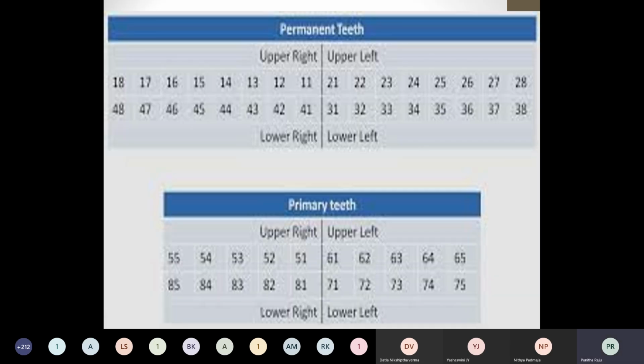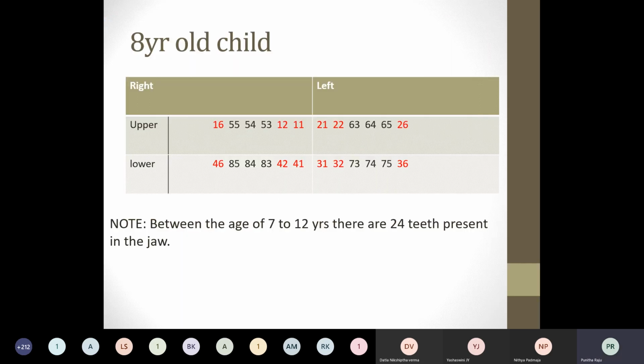And even in the permanent teeth, upper right it is 1, upper left it is 2, lower left it is 3, lower right it is 4. So this is the number which is assigned, and in front of those numbers you write 1 to 8. Okay, this is for an example.